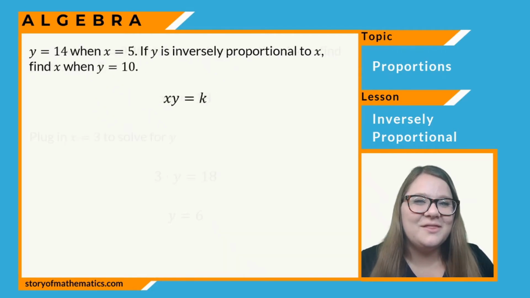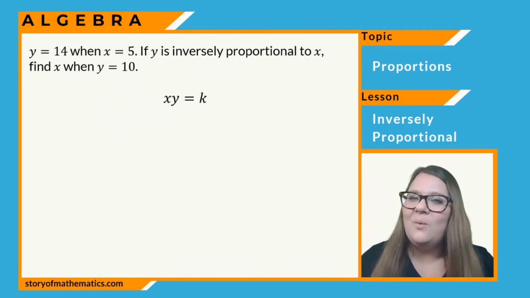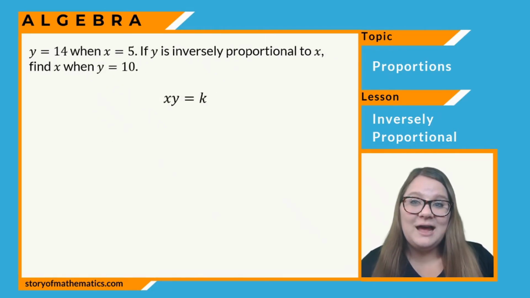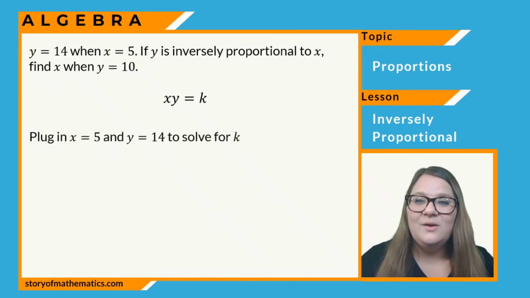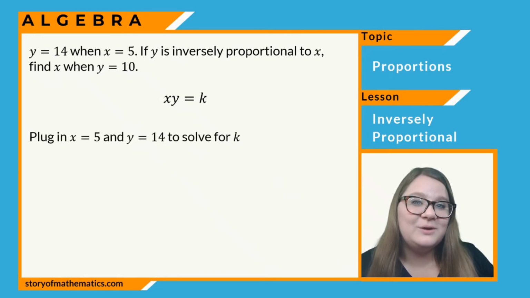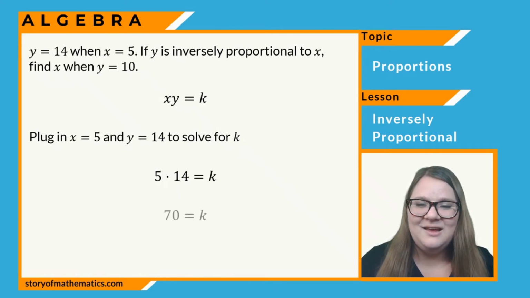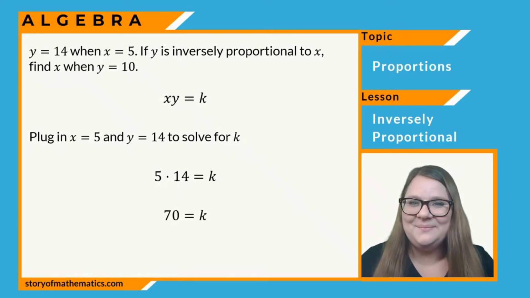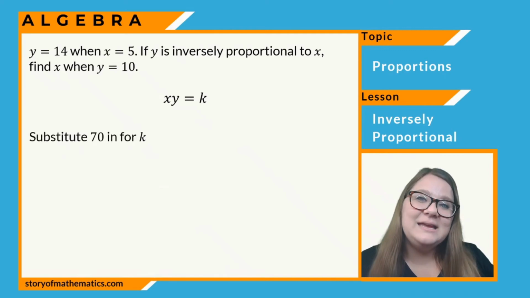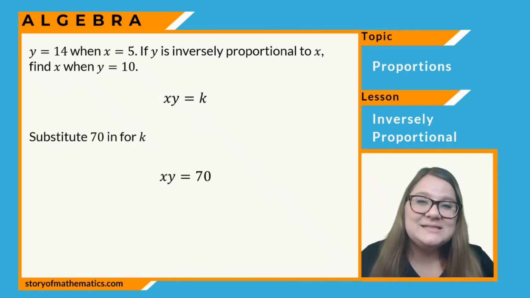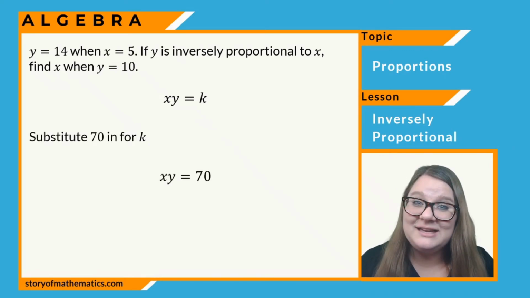Let's try another problem. In this one, y equals 14 when x equals 5, and we want to find x when y equals 10. So x times y equals k. We can plug in 5 for x and 14 for y. So 5 times 14 equals k, which means k is 70. I substitute that back into my formula, so x times y equals 70.